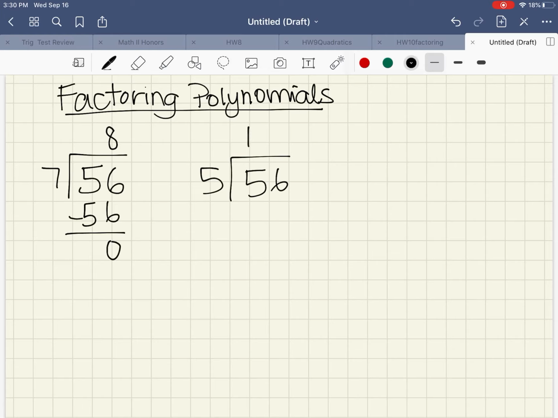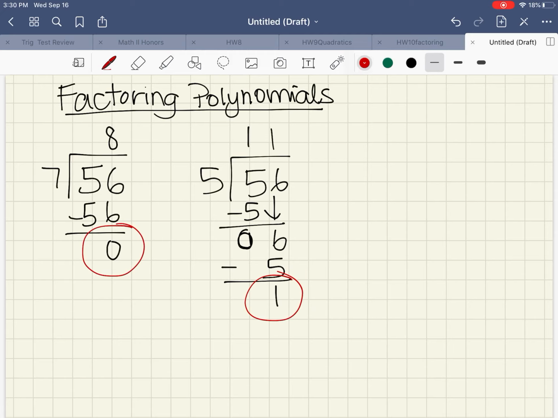If I put 5 into 56, I end up with, sorry, that's a 0. I think 11 with a remainder of 1. So notice that this remainder is 1, but this is a remainder of 0. That means that 7 is a factor, but 5 is not a factor because the remainder is not 0.